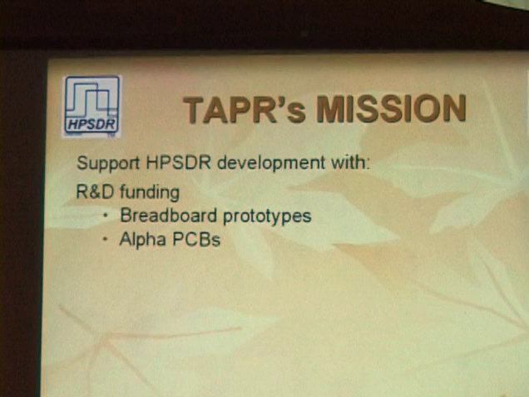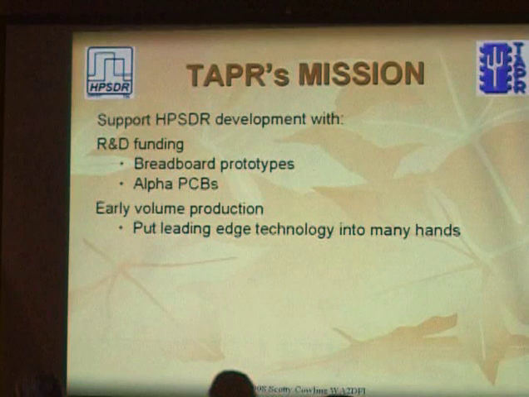And how's TAPR involved in this, you might ask? Well, we want to support HPSDR with R&D funding. And building up some of these things, as you'll come to see a little bit later here, costs some money. Because oftentimes, you don't get it right the first time. But I'm saying that really softly, so maybe not everyone will hear it. As you'll see, we didn't get it right the first time, but we got it right eventually. So early volume production, probably not many of you are willing to shell out all the money necessary to build 500 or something. I know I'm not, so I appreciate the support TAPR gives to this project to allow all of us to have something inexpensive and available, and many of them.